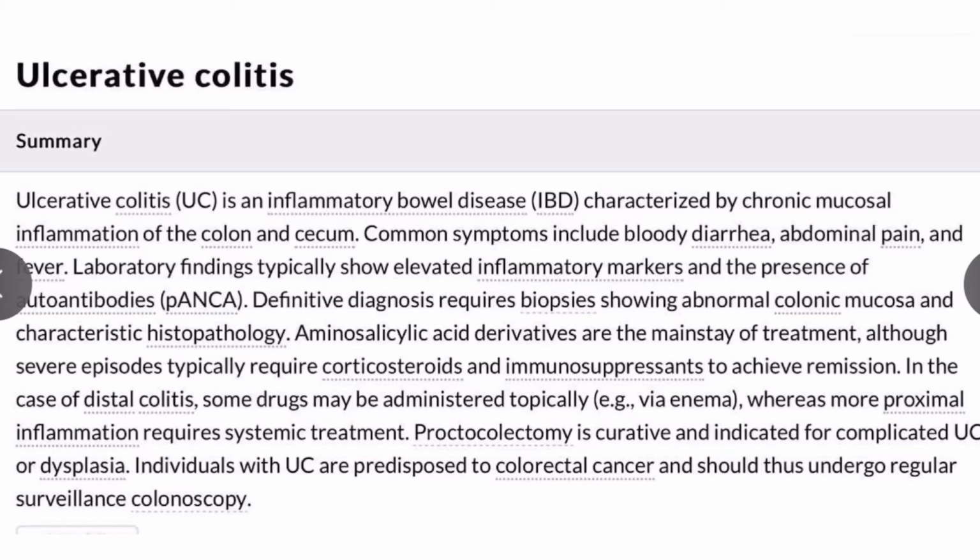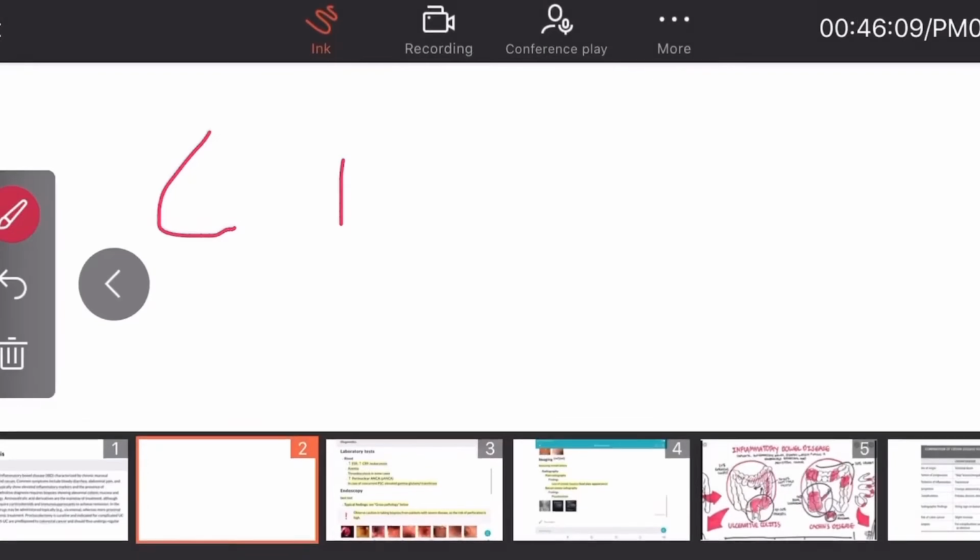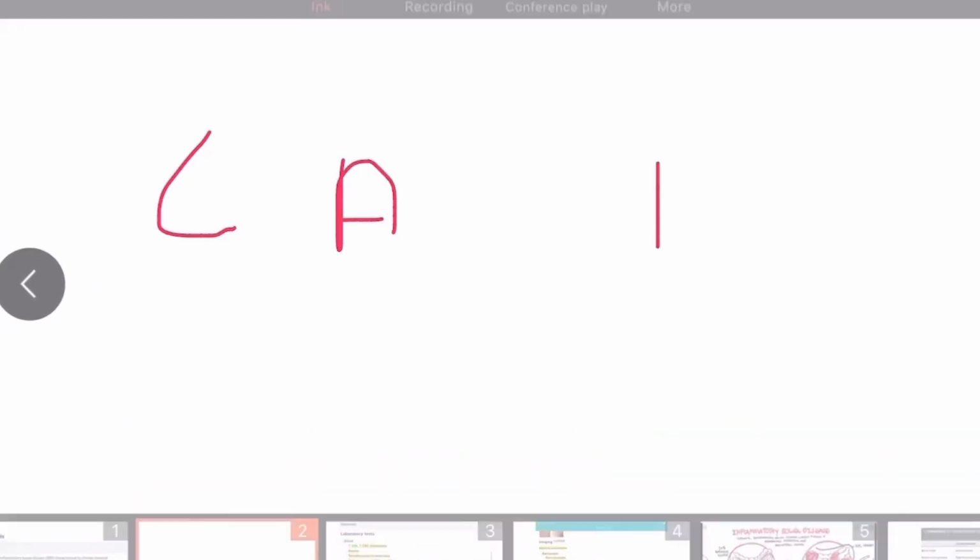Laboratory findings will show increased inflammatory markers. Of course, it is an inflammatory disease, so inflammatory markers will increase. And the presence of P ANCA. You know that we have two ANCA, right? ANCA means anti-neutrophilic cytoplasmic antibody. Now we have two ANCA: one is C ANCA, and one is P ANCA.